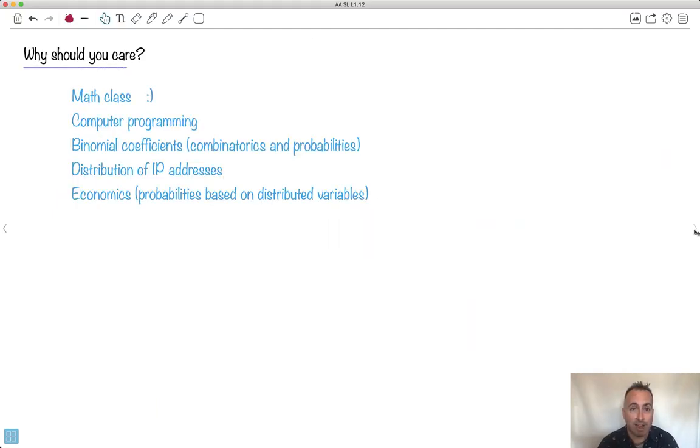Now, when do we actually use these things? I mean, yes, we use them in math class. We use them in programming. Binomial coefficients are really helpful for combinatorics, for probabilities. If you're HL, you're going to see these all over the place. I've even seen one used where to distribute IP addresses. This is Internet protocol. It's really interesting how they do this. Economics, you can do probabilities based on distributed variables. They actually have to use these binomial coefficients. So there are reasons why you might need them, but if nothing else, you need them for your class. So there you go.